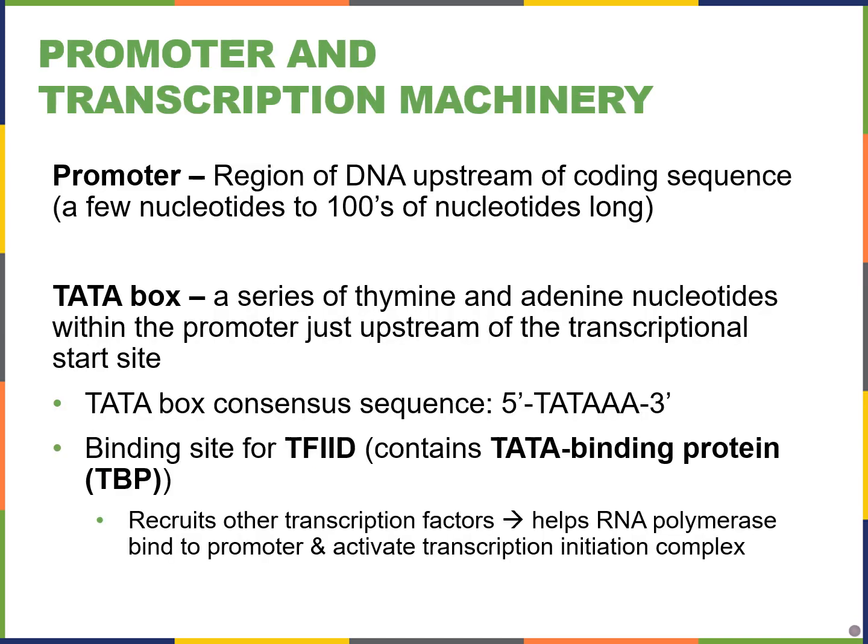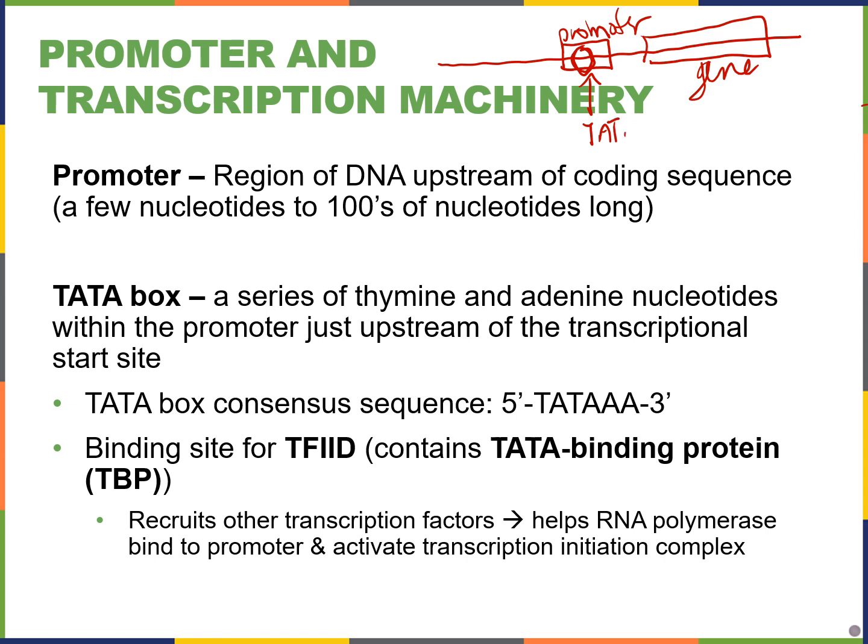So let's look at this line over here and pretend that over here on the right we have our gene of interest that we're trying to transcribe into messenger RNA. Upstream of that, we're going to have the promoter region. And within the promoter region, there will be a section known as the TATA box that we saw in the previous chapter. So this is a nice consensus sequence that contains several thymine and adenine nucleotides.